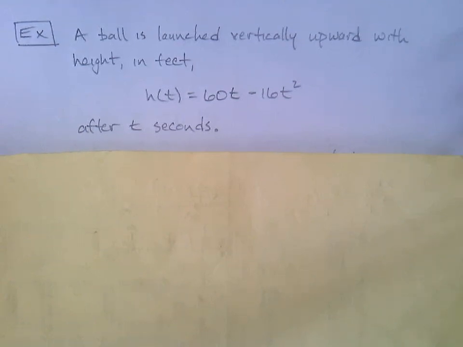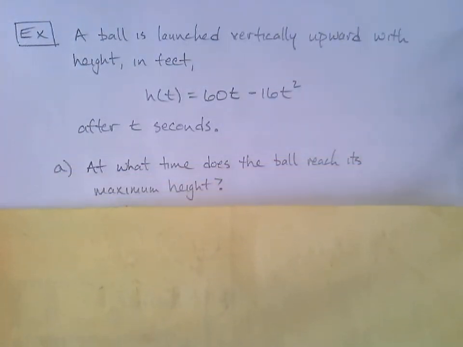This one has a similar feel to the last problem. A ball is launched vertically upward with height in feet given by h of t equals 60t minus 16t squared after t seconds. Okay, what are they going to ask us? At what time does the ball reach its maximum height?